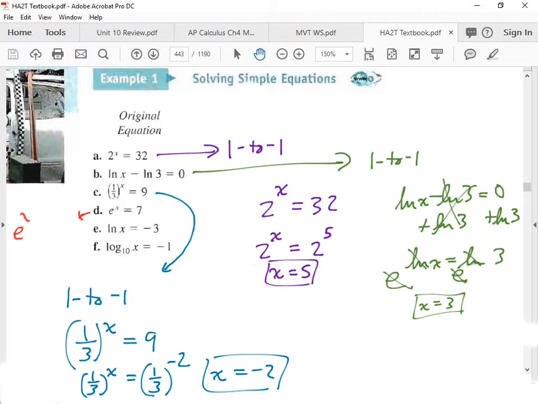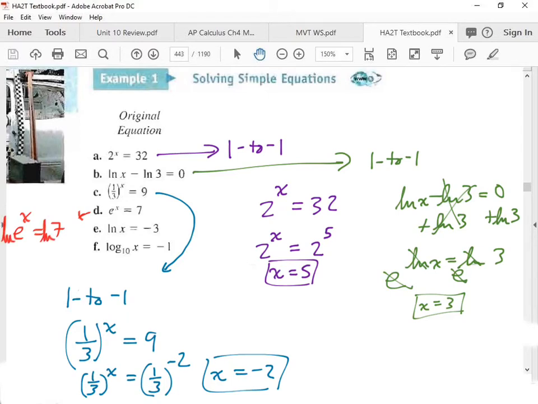All right, what about this guy? Is that going to be able to be done? Can I write 7 as a base of e? Can I make the 7 look like the e? No. Instead, we're going to use inverse operations to do that. We've got to get rid of that e. How do we get rid of the base e? To do that, we're going to use a log with a base e. Log with a base e is natural log.